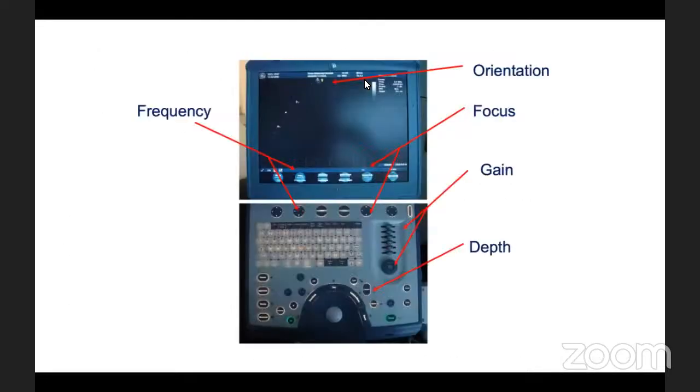So this is just a basic view of the ultrasound machine. As you can see here, there are different buttons. The most important are the gain to adjust on these buttons, and also the focus and the depth.